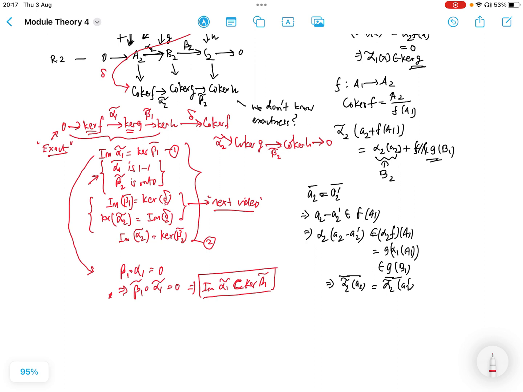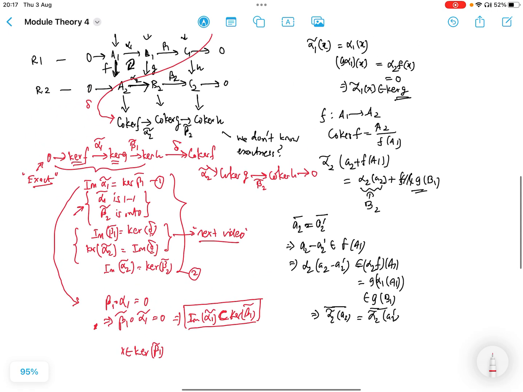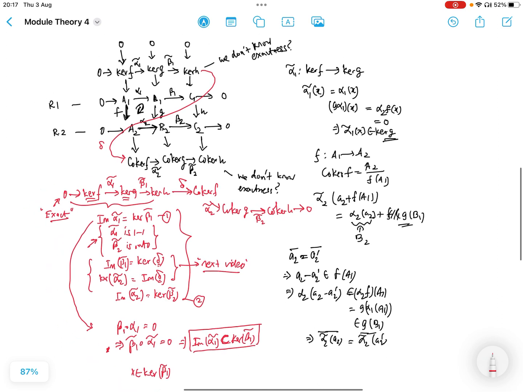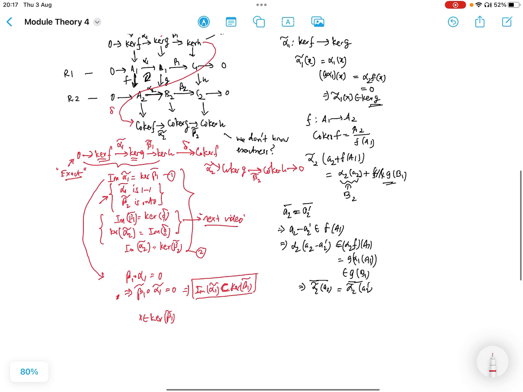Now to prove the other part, let's see. So suppose we pick an element from the kernel. We need to show kernel of beta 1 tilde lies inside the image of alpha 1 tilde. So just pick an element x from kernel of beta 1 tilde. Now coming back to the diagram, we are here, right? Because it is in kernel of beta 1 tilde, it will just take x to 0. And that is because this is just a restriction of the beta 1 map.